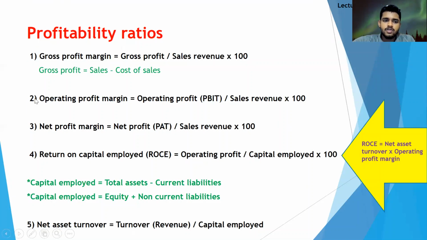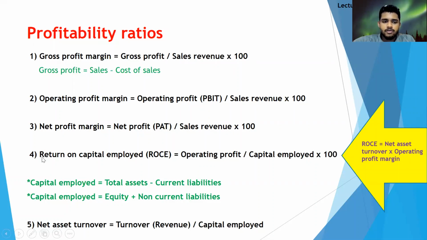The second ratio is operating profit margin. How to calculate the operating profit margin? It's equal to operating profit, or we call it PBIT, in the sense profit before interest and tax, divided by sales revenue multiplied by 100. This indicates the percentage of your operating profit upon your revenue. That's it, guys. The third ratio we have is net profit margin. Net profit or profit after tax divided by sales revenue into 100. This also, if it is higher, is considered better.